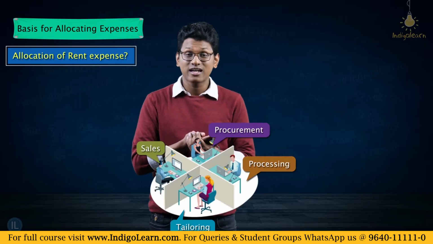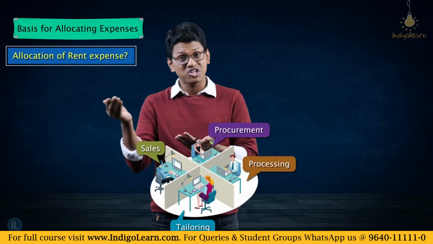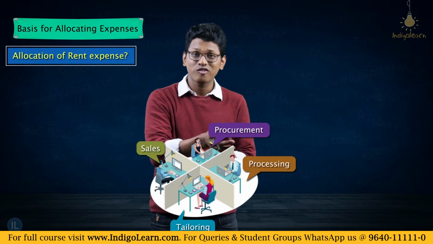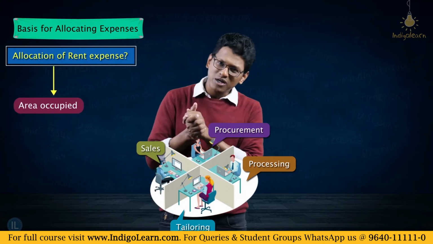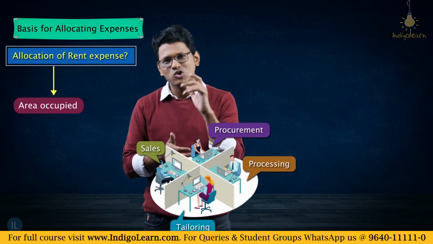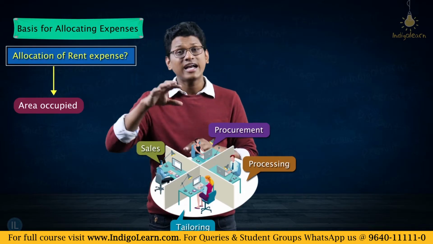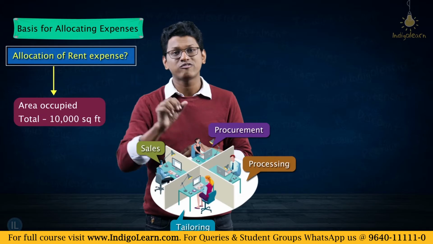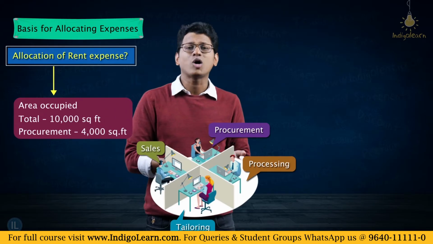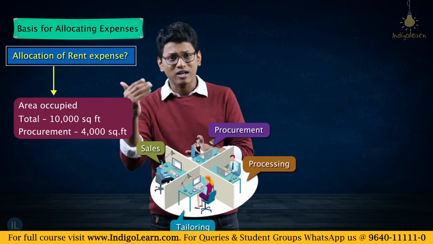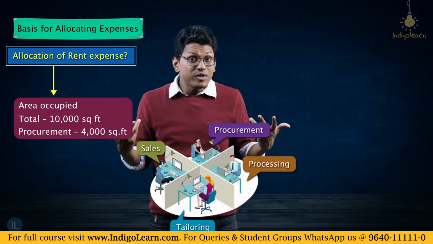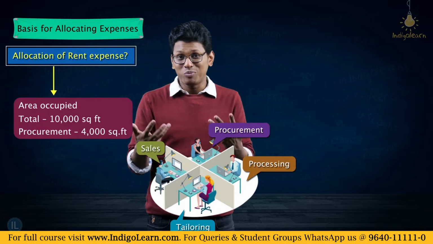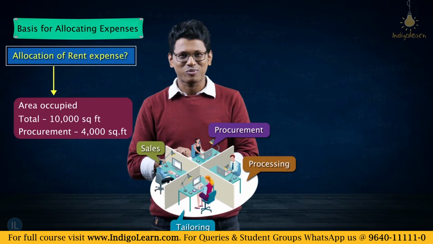You may say that rent expenditure should be shared on the basis of the area occupied by each of these departments. If we have taken 10,000 square feet on rent in total, and the first department is occupying 4,000 square feet, then obviously 4 out of 10 of the total rent expenditure should be borne by the first department, and so on. So, maybe you can arrive at the basis to be the floor space occupied.